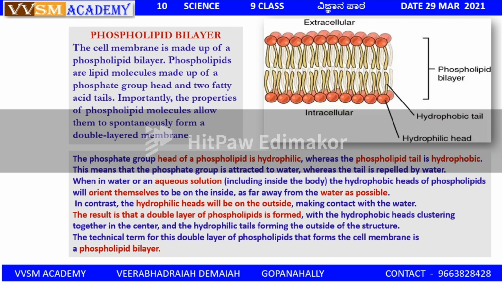In water or an aqueous solution, including inside the body, the hydrophobic tails of phospholipids will orient themselves, arranging themselves to be inside, as far away from the water as possible. In contrast, the hydrophilic heads will be on the outside, making contact with the water. The result is a double layer of phospholipids with the hydrophobic tails clustering together in the center and the hydrophilic heads forming the outside of the structure. The technical term for this double layer of phospholipids that forms the cell membrane is the phospholipid bilayer.